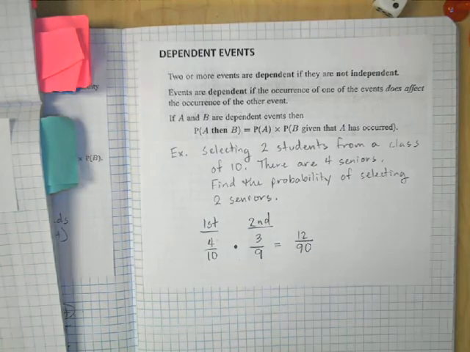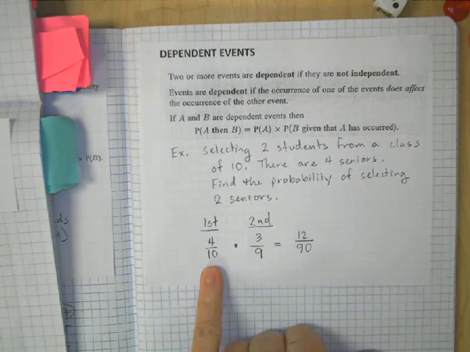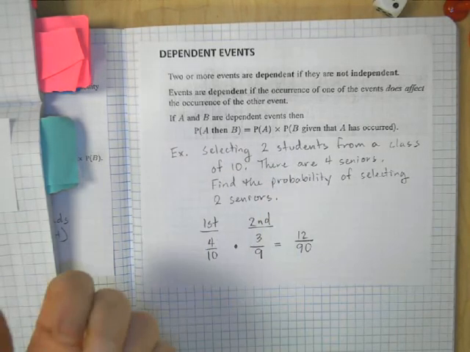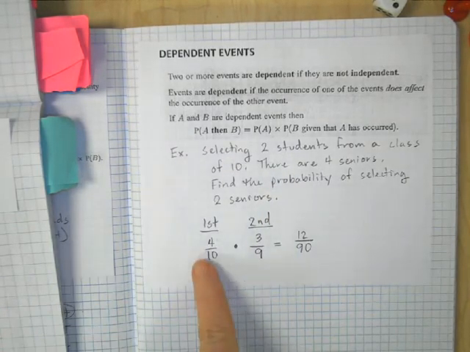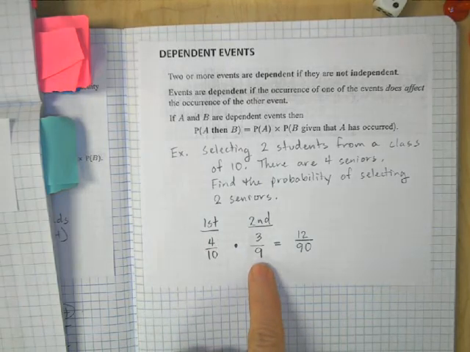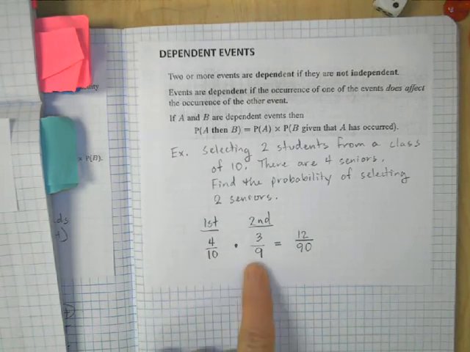Notice on this one, once I've taken 1 senior out of the mix, that affects the number of seniors that are left. It also affects the number of students that are left. So these are dependent events. The first event actually affects the second event.